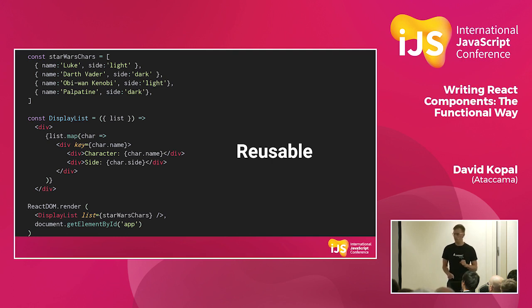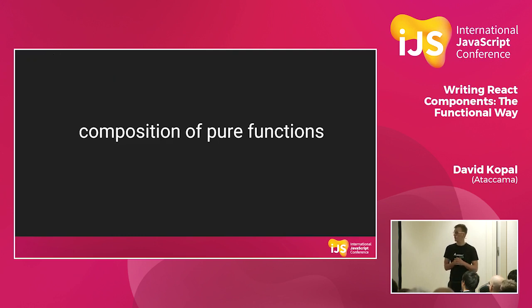Now, if we check again the display list function, what it does, it takes props, in our case list, and renders them to the screen. So it doesn't have any side effects, it doesn't mutate anything, so it's a pure function. So not only is a React application a composition of functions, it can also be a composition of pure functions. And since we want to use principles of functional programming in our code, we want to define our components as functional as possible. That way we would be able to use different techniques of functional programming in our code. For example, higher order components.